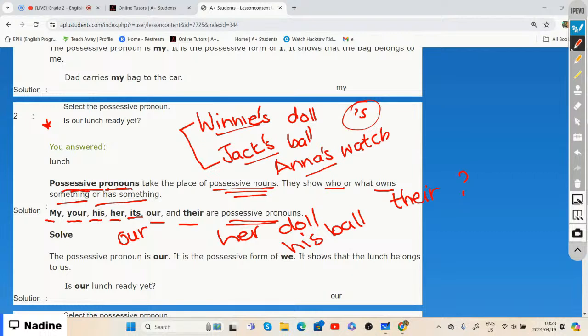So let us just listen to what I'm saying, and then at the end of the lesson, you will be able to say that you still don't know, or you will have an idea of the difference between a possessive noun and a pronoun. Let us just give the other students the opportunity for me to explain what possessive pronouns are, please. All right, can I continue? Okay.